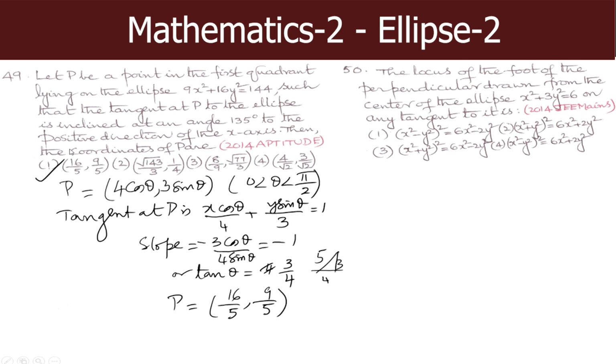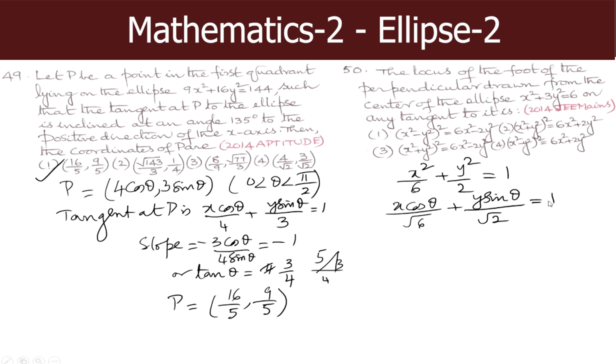The locus of the foot of the perpendicular drawn from the center of the ellipse x squared plus 3y squared equal to 6, that is x squared by 6 plus y squared by 2 equal to 1, onto any tangent to it. A tangent to it is x cos theta by root 6 plus y sin theta by root 2 equal to 1.